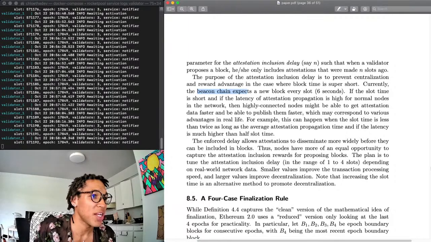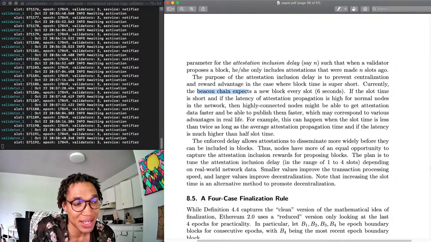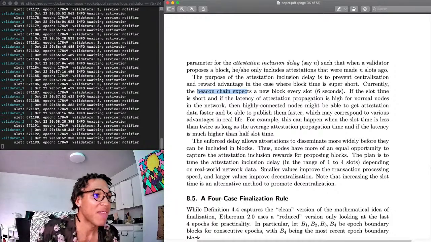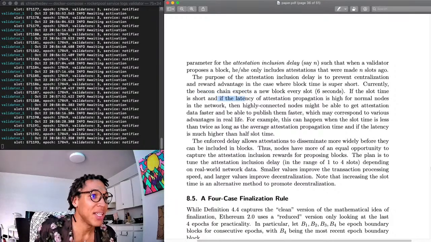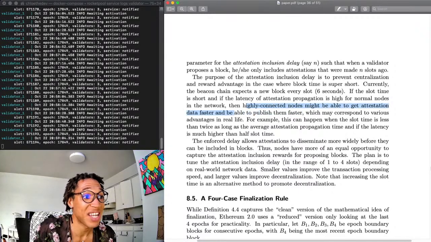Currently, the beacon chain expects a new block every 6 seconds of slot. I think that's been increased to 12 second slots. If the slot time is short and the latency of attestation propagation is high for normal nodes in the network, then highly connected nodes might be able to get attestation data faster and publish them faster, which may correspond to various advantages in real life.